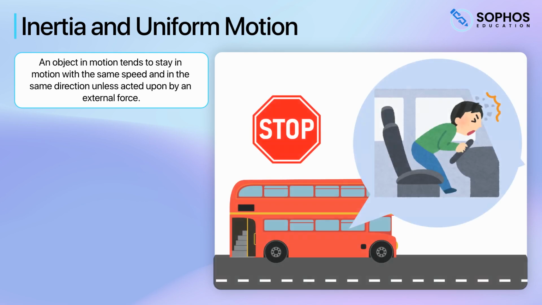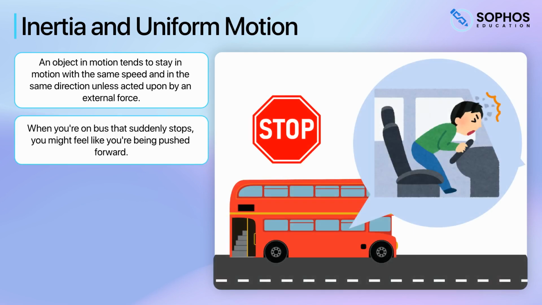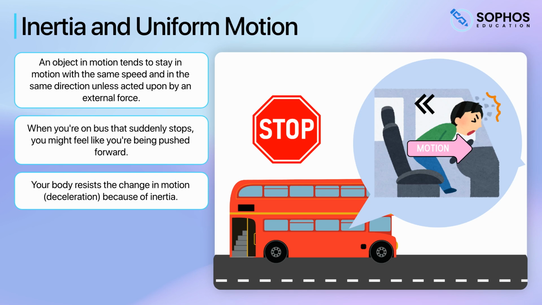Example 1, a bus ride. When you're on a bus that suddenly stops, you might feel like you're being pushed forward. This sensation is due to your body wanting to stay in motion, even though the bus has stopped. Your body resists the change in motion, deceleration, because of inertia.